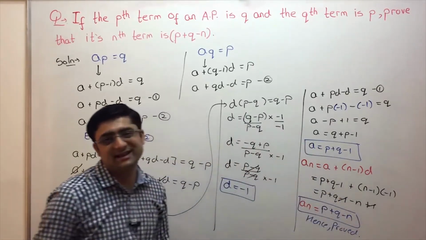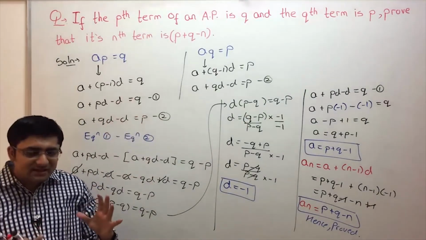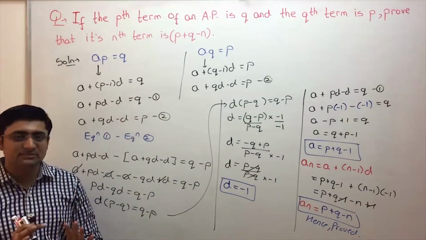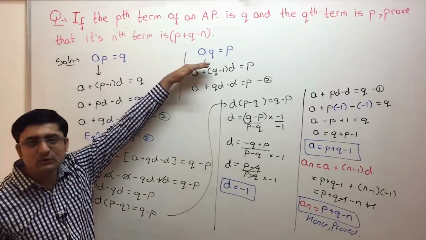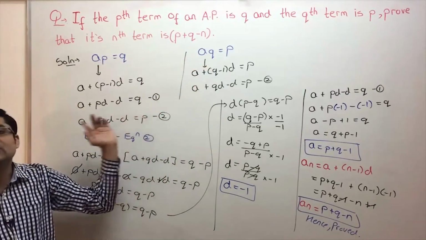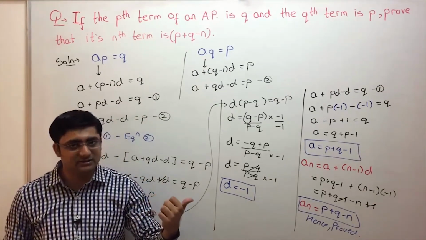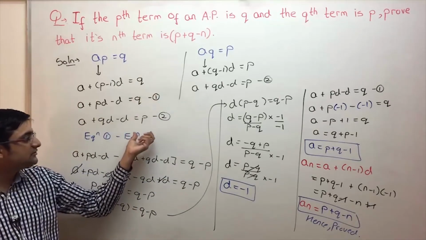As simple as that. So don't be scared by such questions. I can understand if you don't see numbers, you get a bit scared. Don't worry at all. Just go systematically. Begin with what is given to you. Two conditions are given to us. Hence formulate the two equations. Solve these two equations for A and D. Why am I saying so? An AP is uniquely determined by A and D, the first term and common difference. So just solve these two equations for A and D.